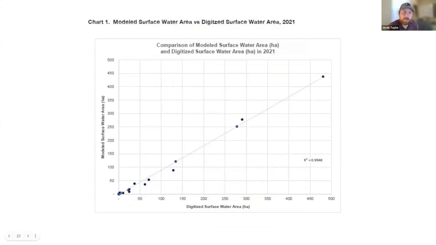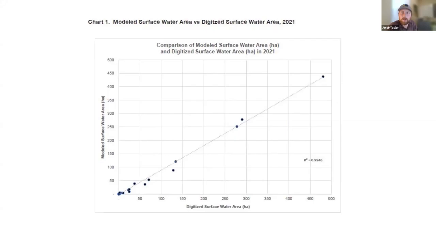Yeah, and then again, we just did another simple linear regression, comparing our model outputs to that digitized surface area for those 100 randomly selected wetlands. And again, we're looking at that R squared value, and we came up with a 0.9946, indicating that our model is pretty spot on with what we were digitizing. So that's what we did for our accuracy assessment.